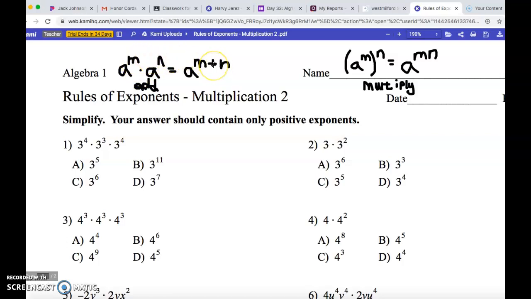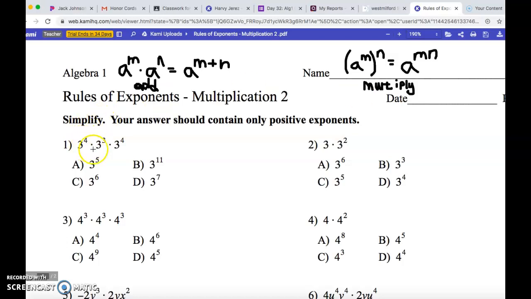So you get this. That's why I put add down here. It's sloppy, but there's add. And the other one is if you have, now notice, it's only a single base here. You don't have to have the two like over here. But if you have a to the m power in parentheses to the n power, you multiply these. So it becomes m times n, so multiply. So really that's the two rules. If you can distinguish those, it makes this lesson a lot easier.